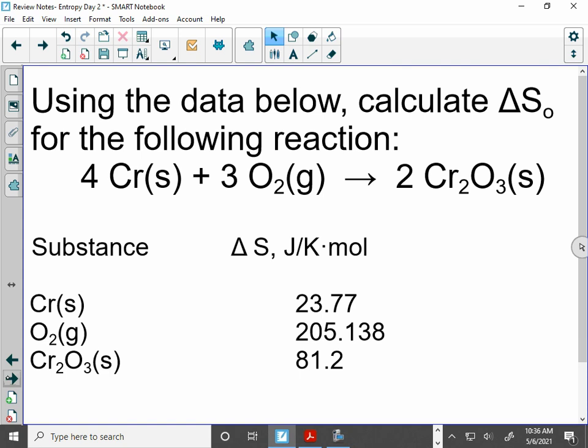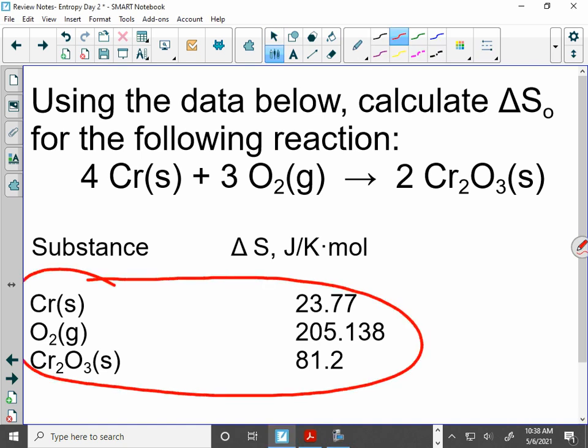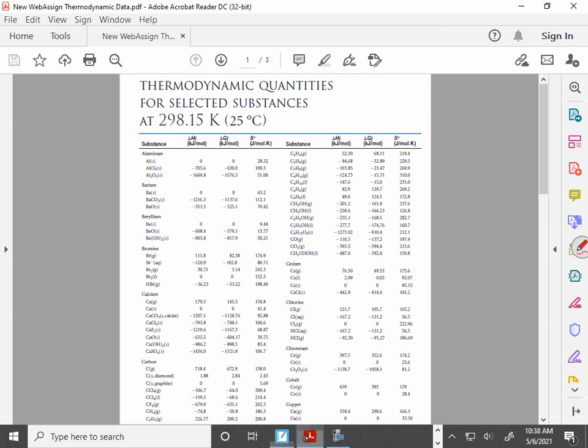So go ahead and write this particular problem down, and it will be the first one that we calculate. Now, I've included the data that we're going to need right here on this lower part. You don't necessarily have to copy that down, but I've included this data. Now, where does this data come from? Well, this is the data table that I gave you from WebAssign, correct?